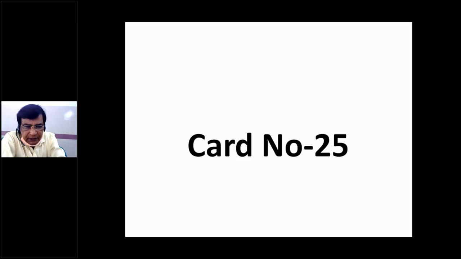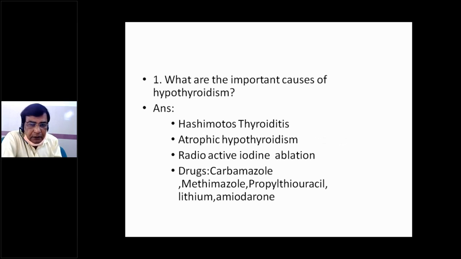Our next card is card number 25, and this is the last card. And the first card question is, what are the important causes of hypothyroidism?